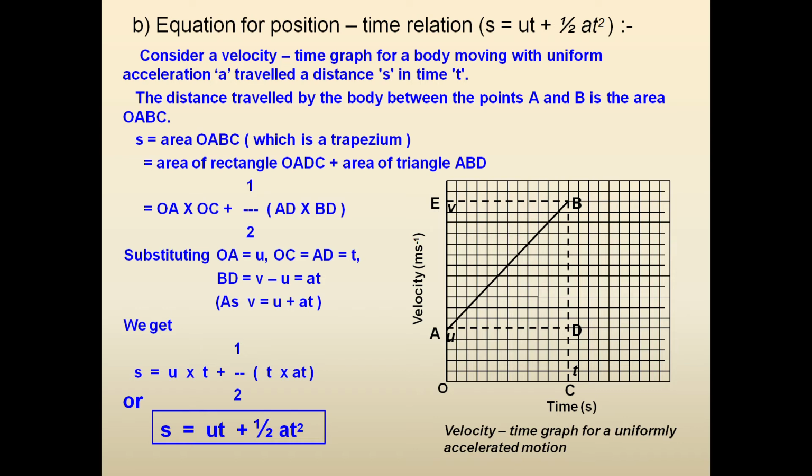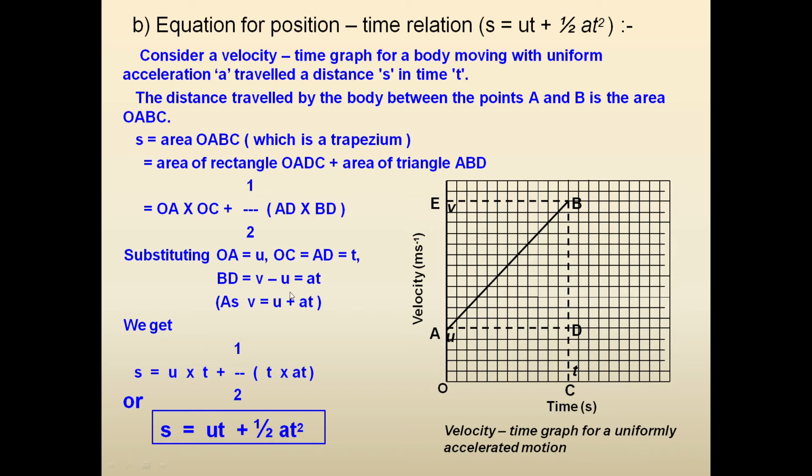For the triangle, half into base into height. Base will be T here. Base is AD and AD is equal to OC and OC is equal to T. So half into base is T here, and height will be BD. And how much is BD? BD is equal to V minus U.